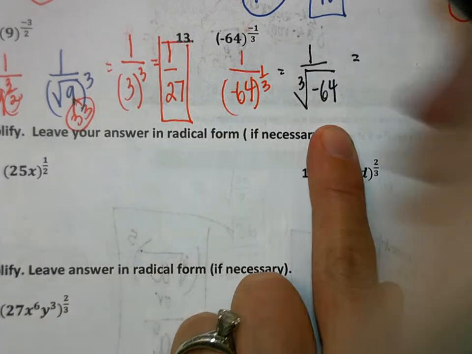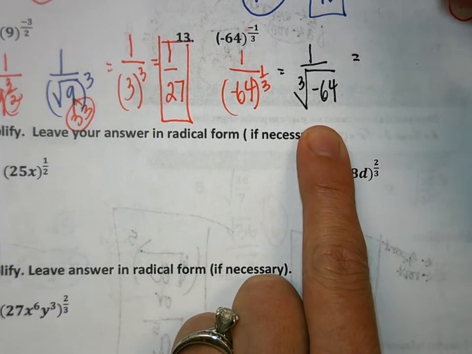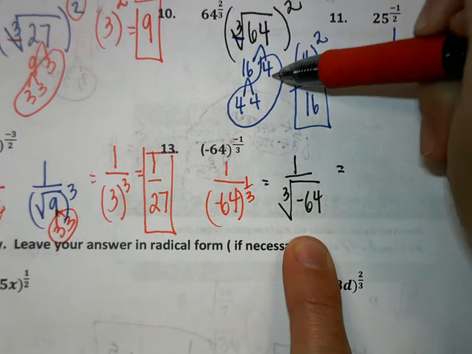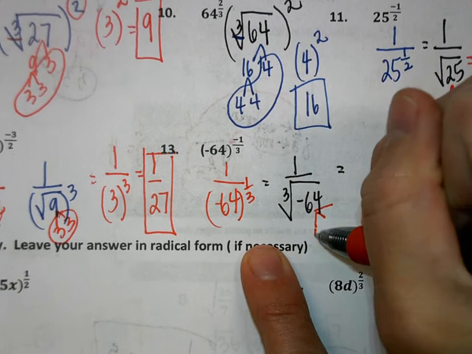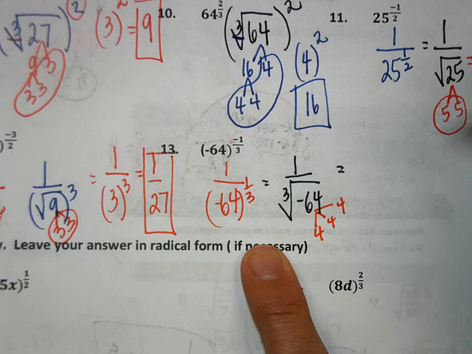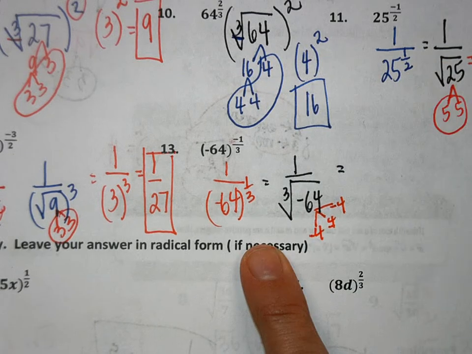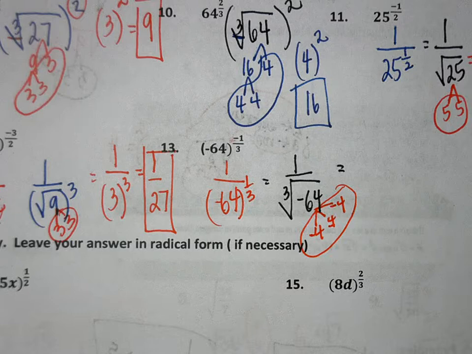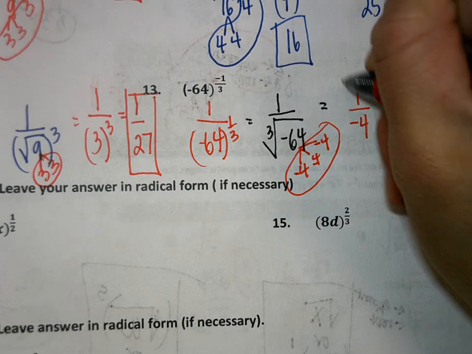So 64. I think we actually did this back on example 10. When I did it up here, you can see how 64 broke down to 4 times 4 times 4. So I'm going to go ahead and just do that: 4 times 4 times 4, or even if you wanted to, you could go -4 times -4 times -4. So we have 3 -4s. And so I end up with 1 over -4 as my answer.